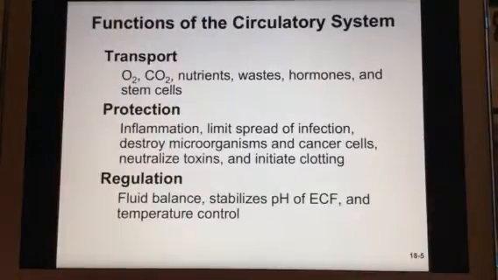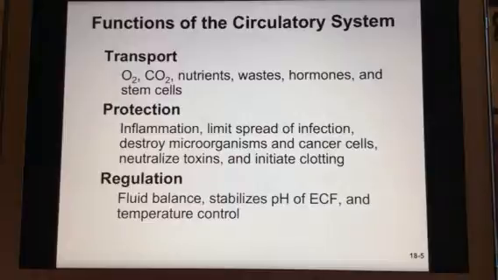The functions of the circulatory system we've already talked about last chapter, but blood is how these happen, so they are still relevant in this lecture. The function is to transport oxygen to the tissues and to remove carbon dioxide from the tissues. Other nutrients are also transported, wastes, hormones, and stem cells.